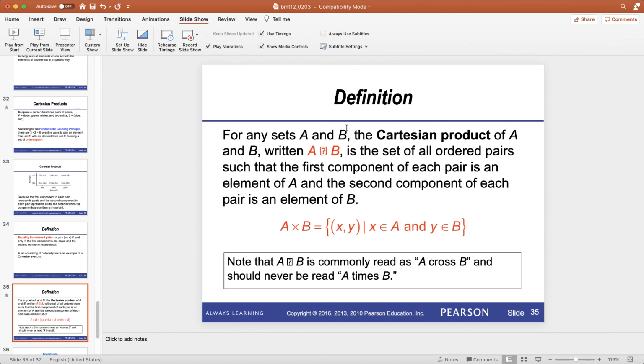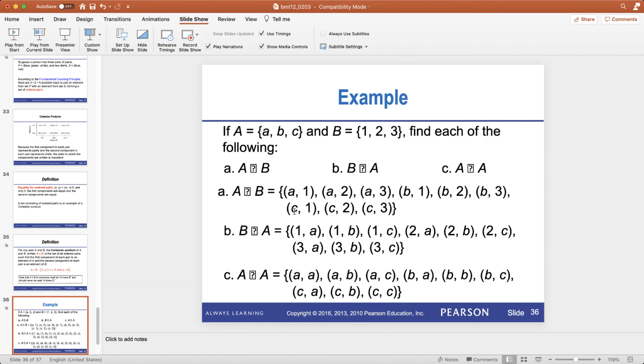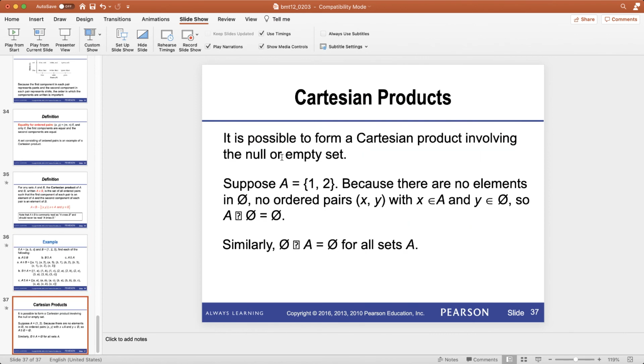So for any sets A and B, the Cartesian product of A and B is written as A × B. It should be an X, I don't know why it didn't come out. So the first component of each pair is an element of A, and the second component of each pair is an element of B. All right, and you basically have to go through all the possibilities.